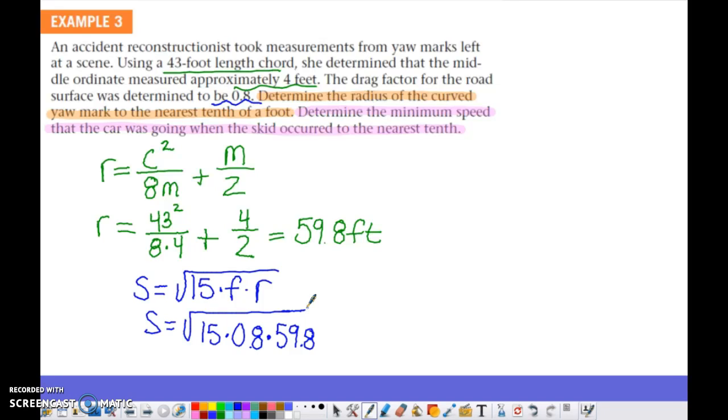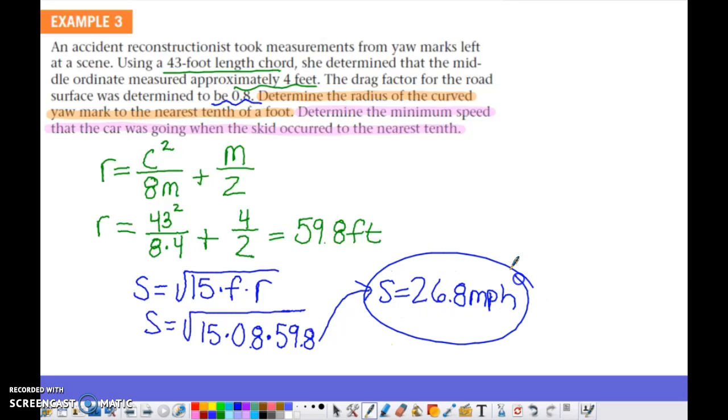Again, you just plug that into your calculator, take the square root of all of these three numbers multiplied together, and you should get the minimum speed to be 26.8 miles per hour. So in order to make those yaw marks, they're saying that the car had to be going at least 26.8 miles per hour.